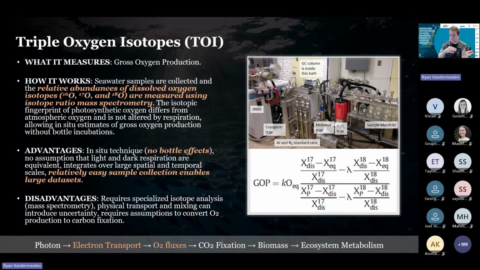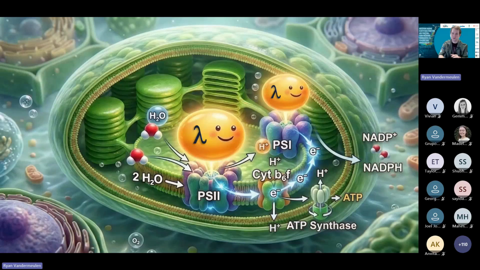So at this point, we've followed the photon through several stages. We've measured the light harvesting machinery with fluorescence. We've measured electron transport. And now we've measured the oxygen released when water was split. But eventually we come back to the question: how much carbon did phytoplankton actually create? And for that, we need to follow the carbon itself. So let's return to our photosynthetic machinery here.